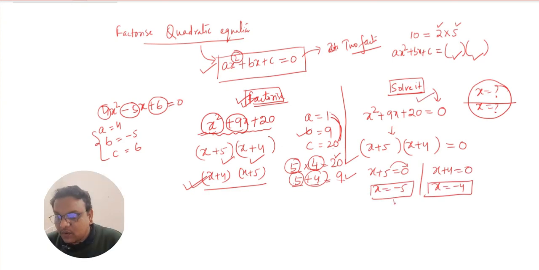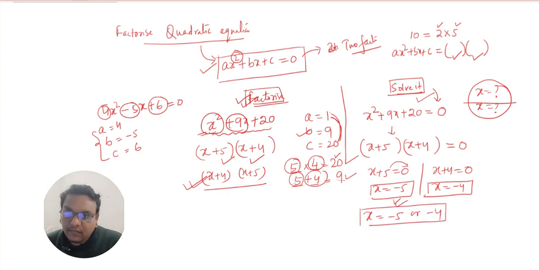One is minus, you will write down like this, x equal to minus 5 or minus 4. This is the answer for this question. Are you getting it, what I'm trying to say? Okay, this is the easiest way.